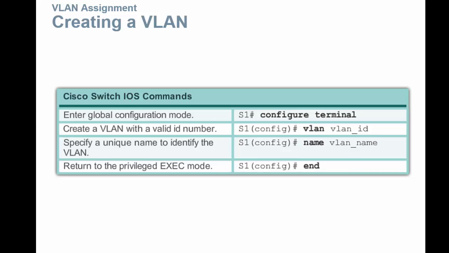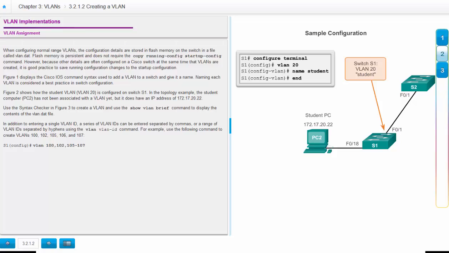You can see what VLANs you have set up by doing the show VLAN brief command, and it displays the contents of the VLAN.dat file. Now here's an example of how we go into switch 1. We've gone into config T. We're going to create VLAN 20. We type in VLAN space 20. We give it the name student, and then we hit end. So now VLAN 20 is set up on this switch, and it has the name student.